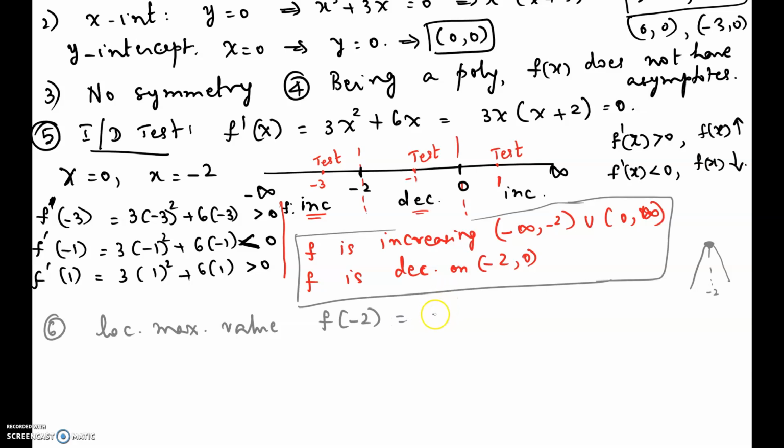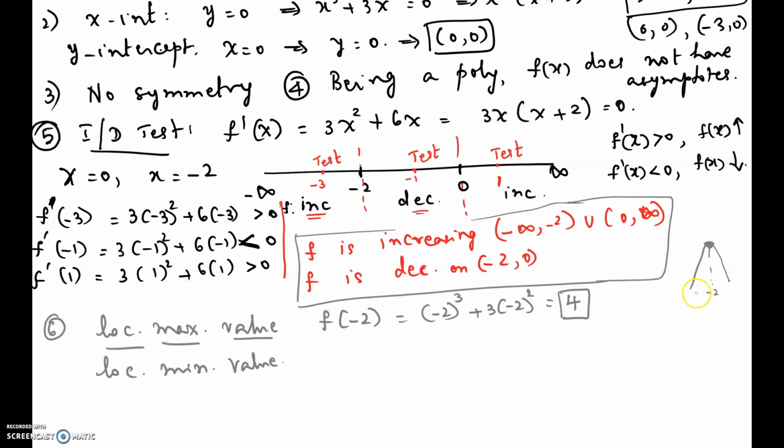So we have to plug into the original function, which is x cubed plus 3x squared. So (-2) cubed plus 3 times (-2) squared. If you find this value, this will be 4. So the local maximum value is 4. Then we have to find out the local minimum value, if there is any.